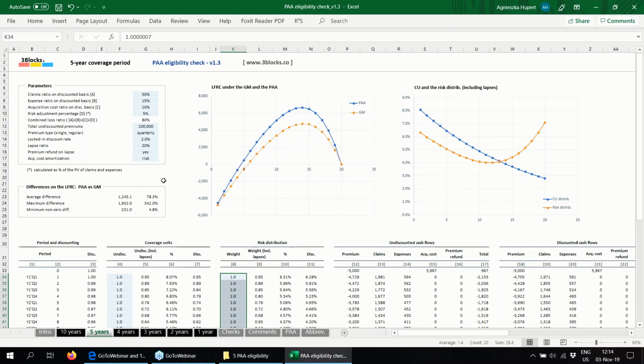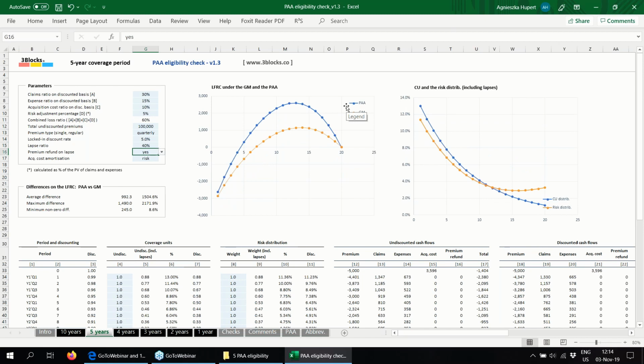It's not zero. What you can do with the model is check the sensitivity of the differences to different parameters, like the lapse ratio. Let's do a 30% lapse ratio. It increased actually. Let's do the locked-in rate from 2% to 5%. It's not very sensitive. Lapse rate 40%. So you can play with the numbers here, depending on the product and the situation, and verify whether this is a significant difference or not.